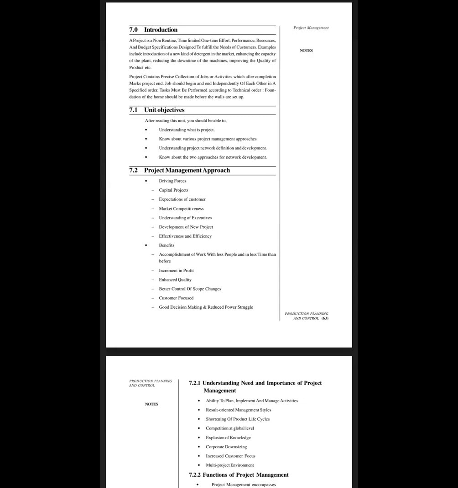So always remember that project management plays an important role in having a precise collection of jobs and activities. Project management is important to make sure that tasks are performed in accordance with the technical order. The foundation of the home should be made before the walls are set up. This is the slogan they have told, right? Project management is an important factor for the growth and development of the company, effectiveness and efficiency.